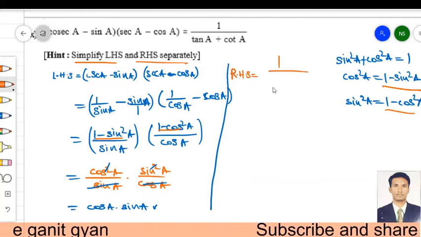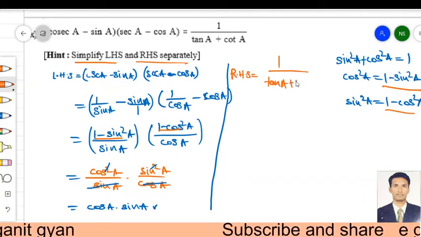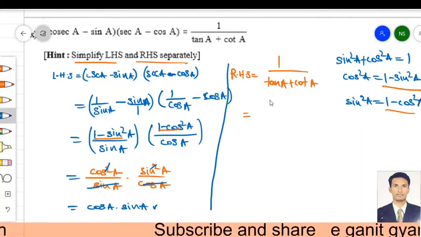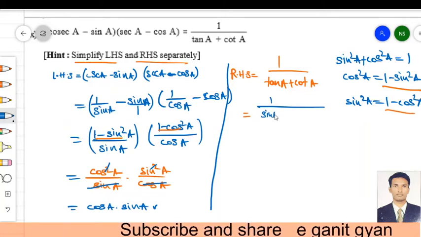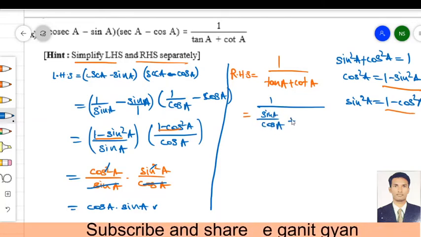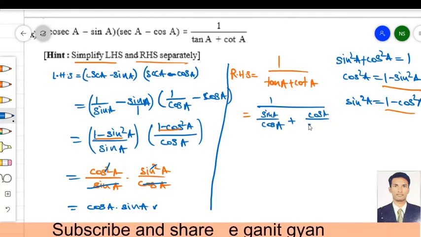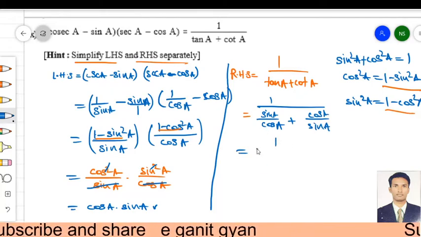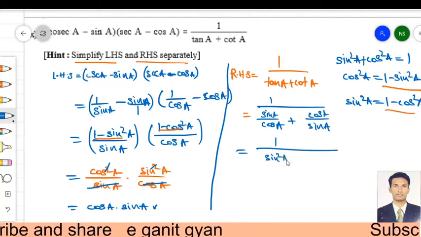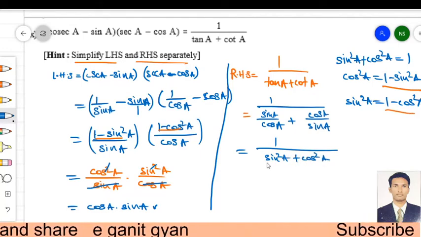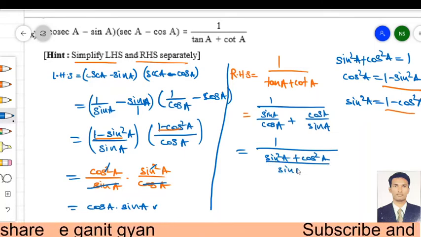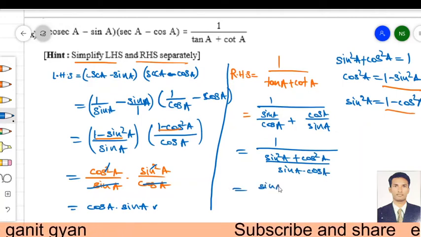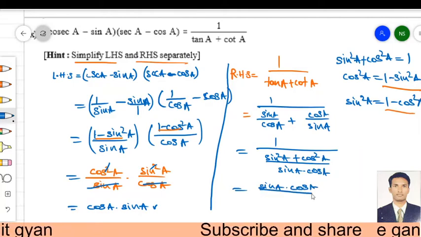Right hand side is 1 by tan A plus cot A. Actually tan we can write as sin by cos, which is sin A by cos A, and cot A we can write as cos A by sin A. So by taking LCM we will get here 1 divided by sin square A plus cos square A all divided by sin A into cos A. Now by flipping the fraction we will get sin A into cos A divided by 1.